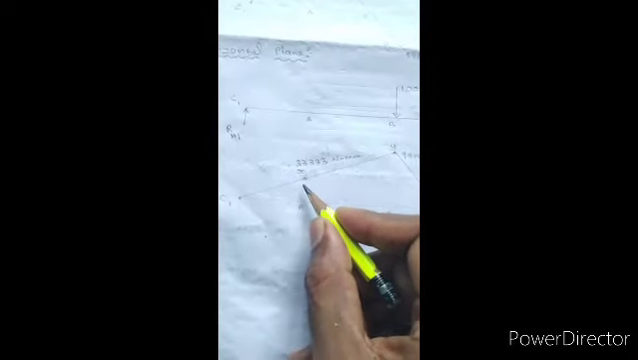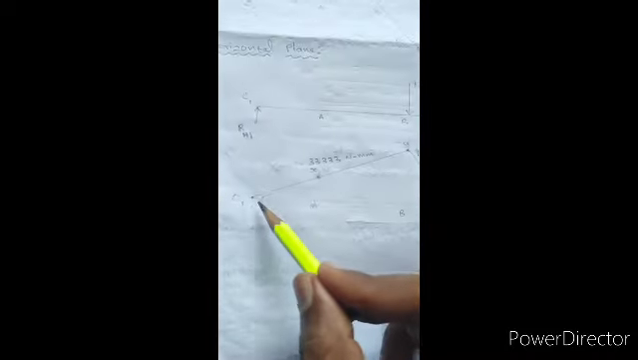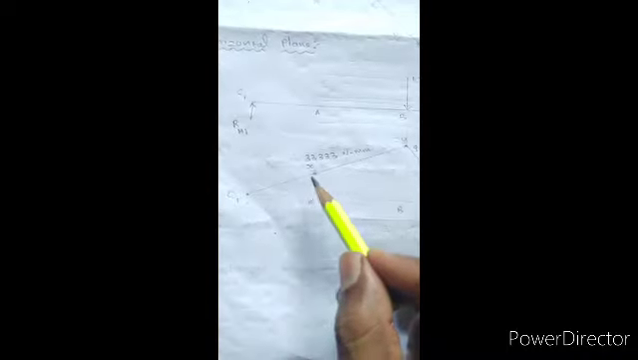C1AX, it's a triangle. Similarly, C1BY is also a triangle. The interesting thing is C1AX and C1BY are similar triangles.